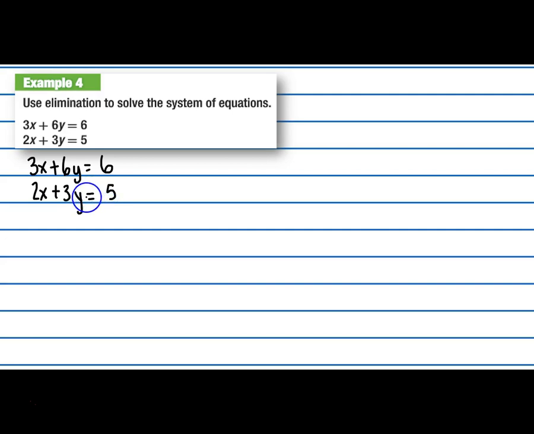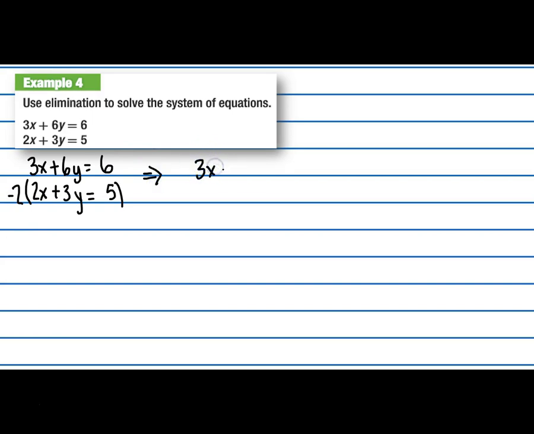So here I see a 6y and then I have a 3y. Well, I know that if I multiply that number by 2, that gives me 6y, but that does not eliminate my equation yet. But if I multiply by -2, then I have a -6y. So let's check this out.